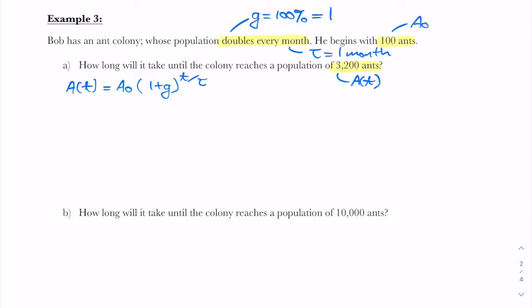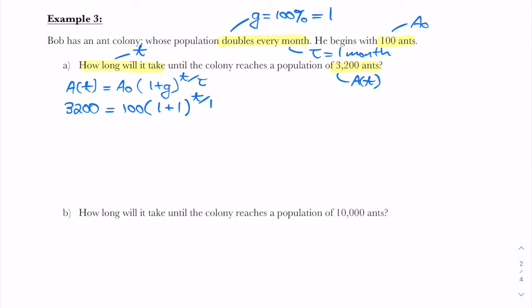We want to know how long it will take for the population to reach 3,200. So basically we're trying to solve for t, and t is in the exponent, so I'll show you how we solve it when it's in the exponent. On the left side, A of t, we'll replace that with 3,200. A0, replace it with 100. In the brackets, you have 1 plus g to the exponent of t over tau. So if I'm keeping my tau in months, that means the time I find will be in months as well.